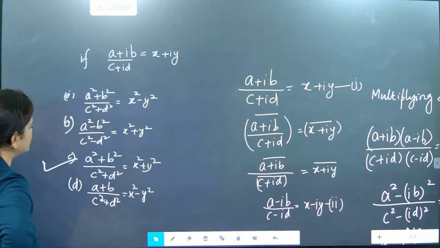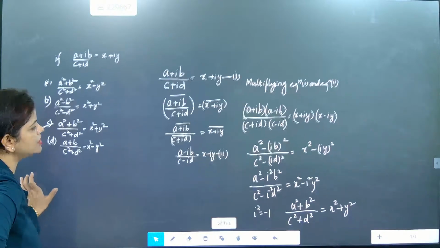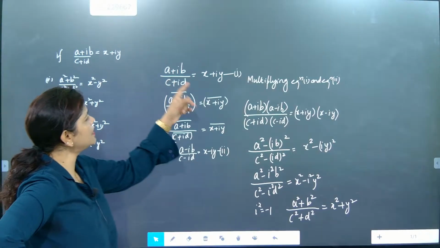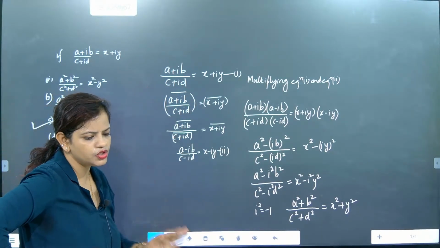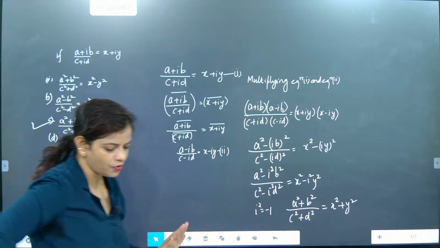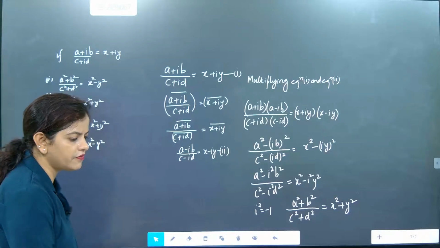So what strategy did we adopt? One more time, check this one. The strategy needed here, a plus ib by c plus id, what we have done? Conjugate. Only taking conjugate on both sides has solved the problem. I hope you have understood this one.